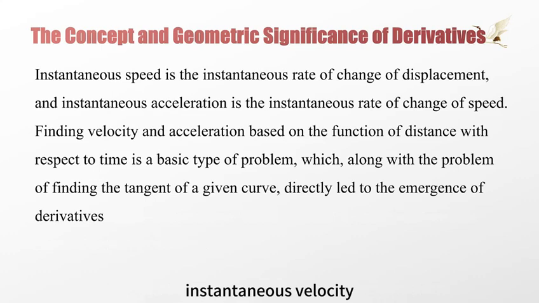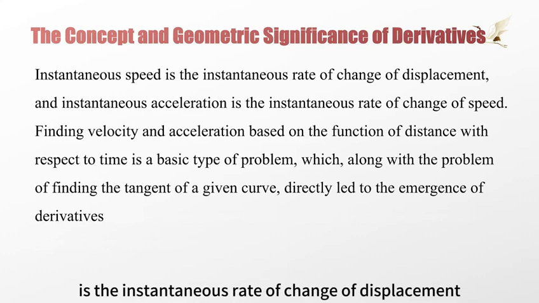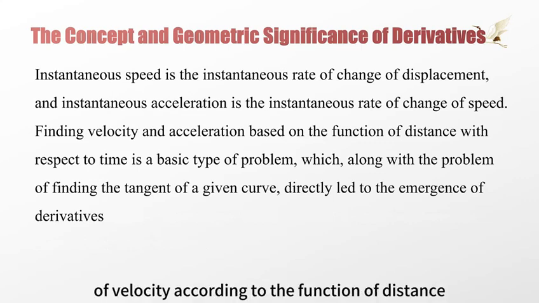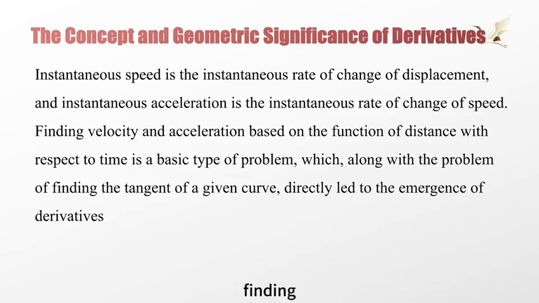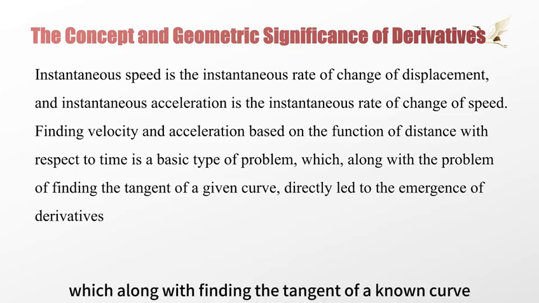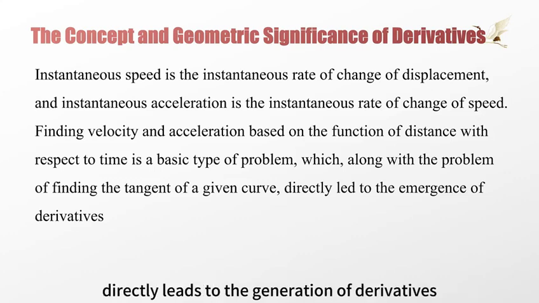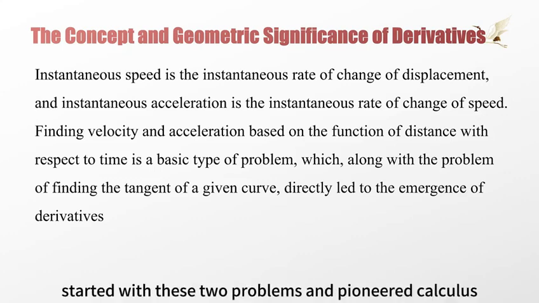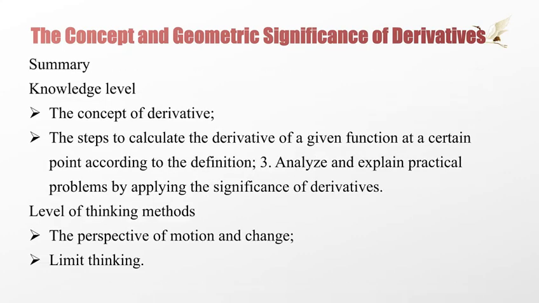Instantaneous velocity is the instantaneous rate of change of displacement, and instantaneous acceleration is the instantaneous rate of change of velocity. According to the function of distance with respect to time, finding velocity and acceleration is a fundamental problem, which, along with finding the tangent of a known curve, directly leads to the generation of derivatives. Newton and Leibniz, two famous mathematicians, started with these two problems and pioneered calculus.